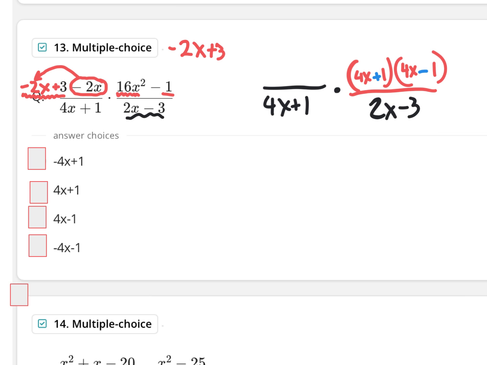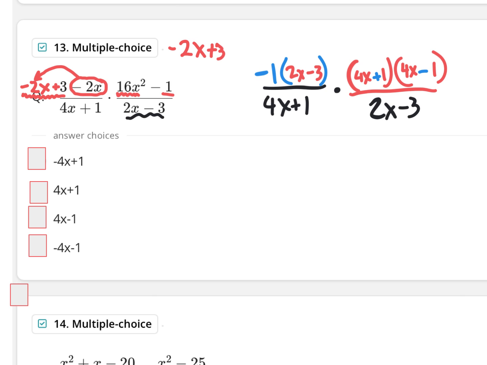Now, I do notice that this one is a 2x minus 3, and this is the exact opposite of it, right? It's a negative 2x, that's a positive 2x. It's a positive 3, it's a negative 3. So if I factor out a negative 1, then I will have the 2x minus 3 that's down here. Once again, we move the negative 2x to the front. Here it is in the front.